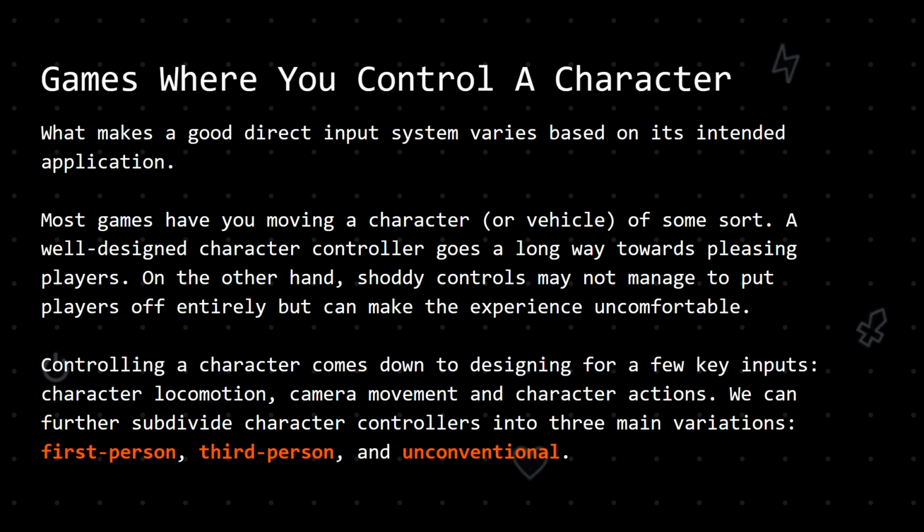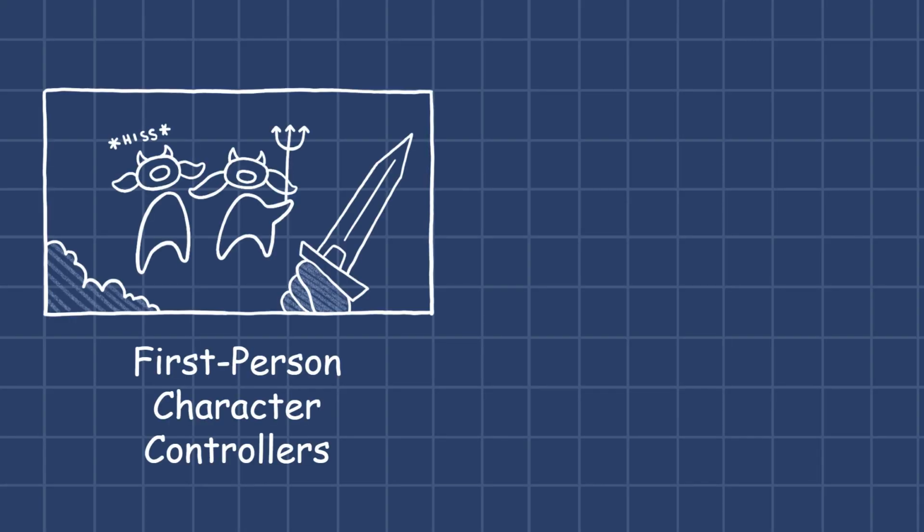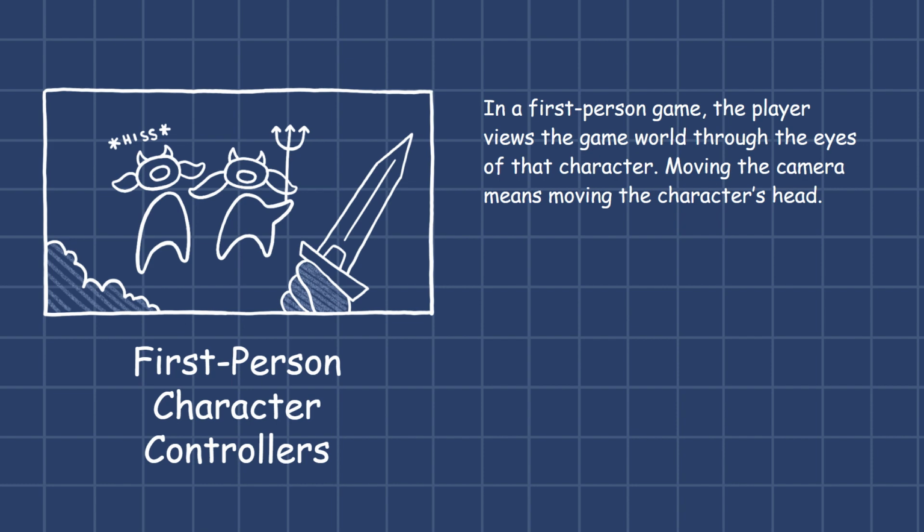Controlling a character comes down to designing for a few key inputs: character locomotion, camera movement, and actions performed by the character. We can further subdivide character controllers into three main variations: first person, third person, and controllers for unconventional character locomotion. In a first-person game, the player views the game world through the eyes of that character.